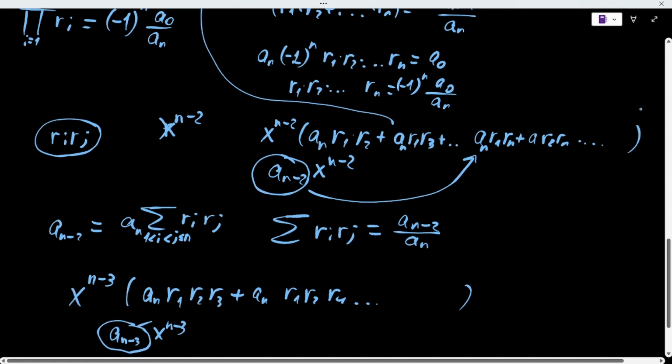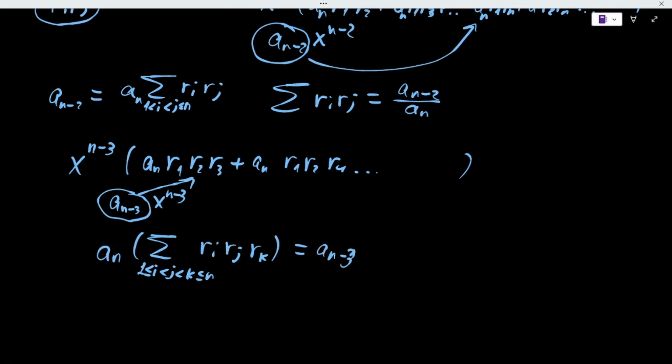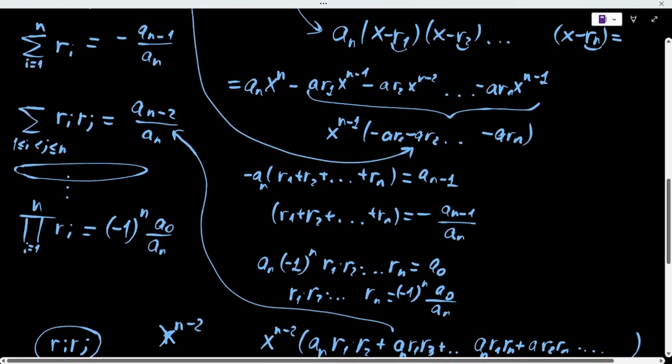So these two numbers must be equivalent to each other, and we will get that an times the sum of the products of triples, with 1 less than or equal to i, less than j, less than k, less than or equal to n, of ri rj rk, equals an minus 3. So our sum will need a minus here, because we have three terms which are negative, and their product will also be negative. So the sum of the products of triples ri, rj, rk will be negative 1 times an minus 3 divided by an. And clearly, if we keep computing every coefficient, we will get the same formula for every term.